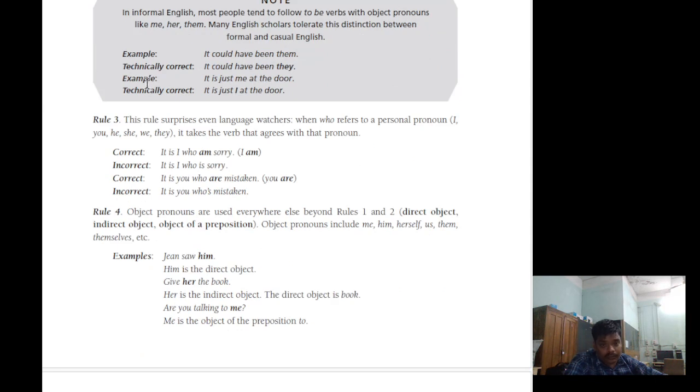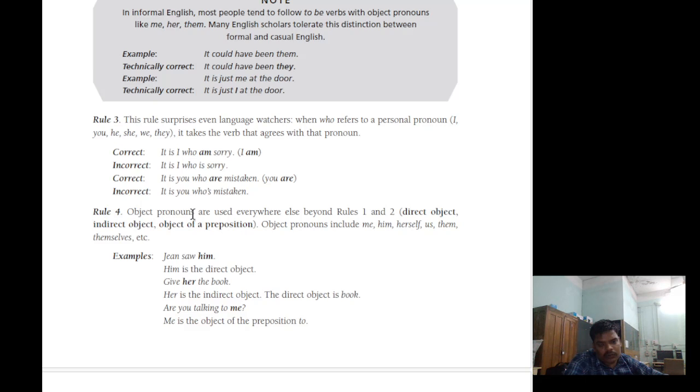Rule number 3. This rule surprises even language watchers. When who refers to a personal pronoun, it takes the verb that agrees with the pronoun. It is I who am sorry. It is I who is sorry is the incorrect sentence. It is you who are mistaken. It is you who's mistaken. This one is incorrect.